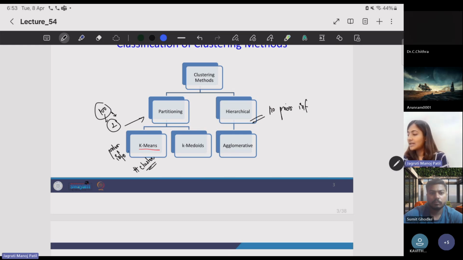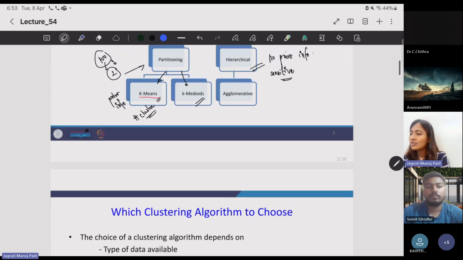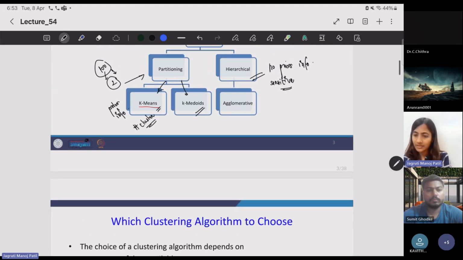But if some value is given and you want to use hierarchical techniques, then it becomes quite sensitive to that particular value. Hierarchical techniques we will look at probably coming Tuesday, not today; today we'll just look at k-means. The professor has not done k-medoids, probably because it's not used anymore, so we'll follow through with k-means only.